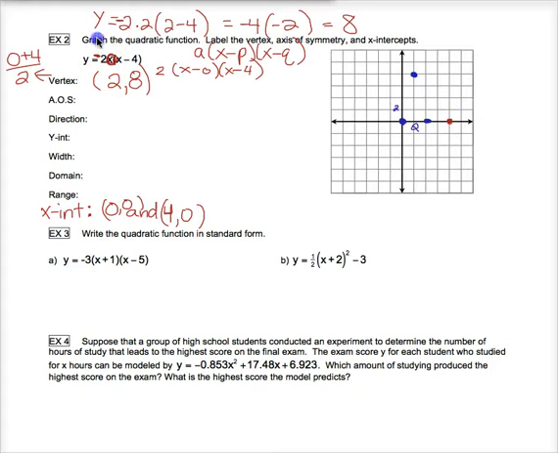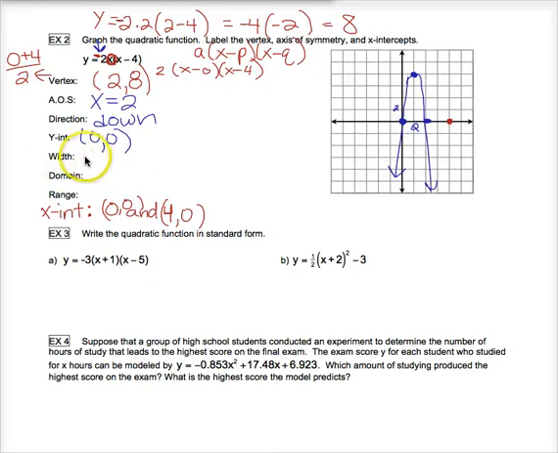Now that I've changed this to match yours as negative 2, axis of symmetry is going to be x equals 2. The direction, now that this is negative, this one's going to open down. So when I connect it, it looks like this. The y-intercept is (0, 0). That's where it crosses the y-axis right here.